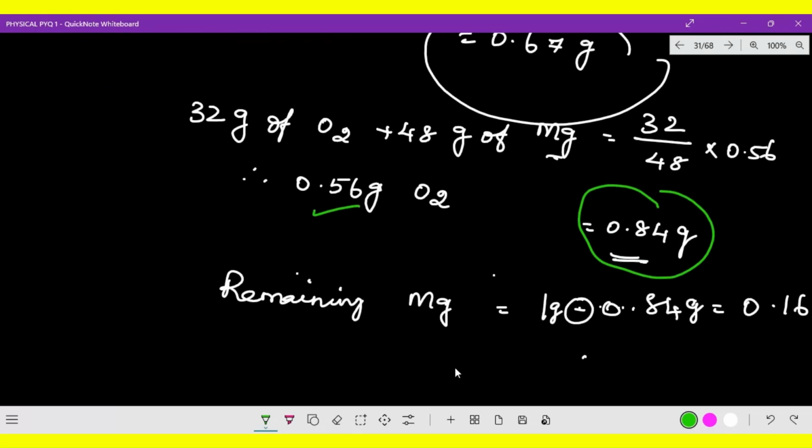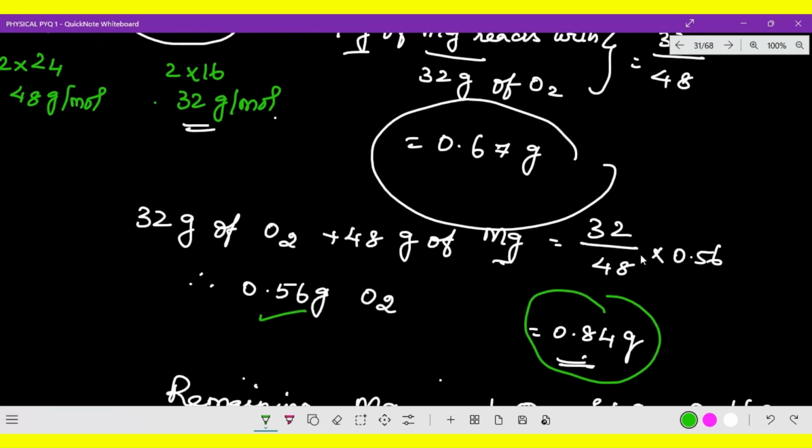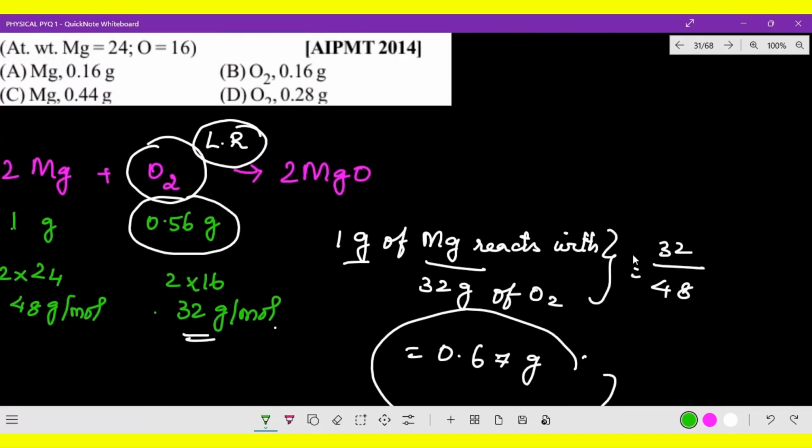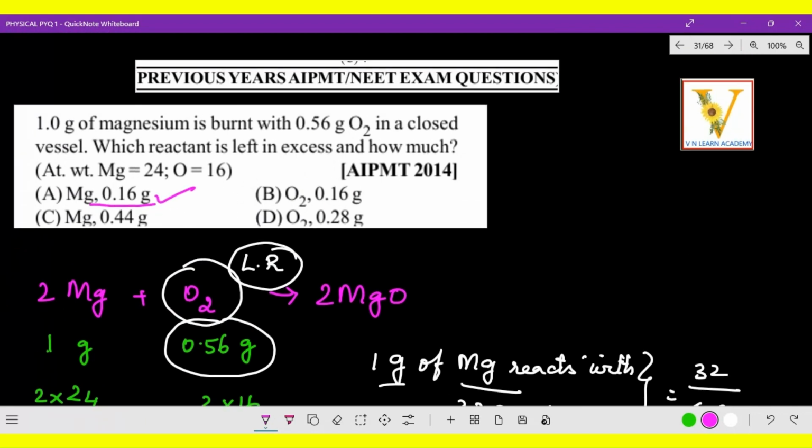Right now, which is the correct option? 0.16. How did you get this? Remaining, so initial minus final value. Okay. Right now, what is the answer you are getting? The answer is A, blinking over here, the first answer. Yeah, 0.16 gram. I hope you got the clarity on how we identify this. Come on, let's go to the next question.